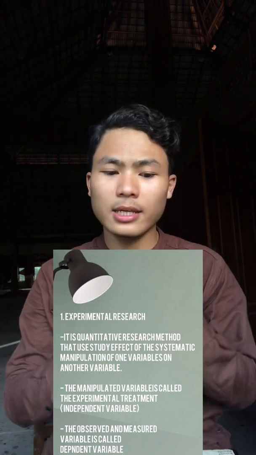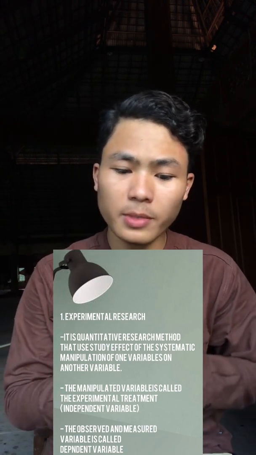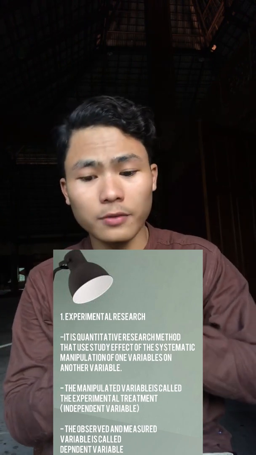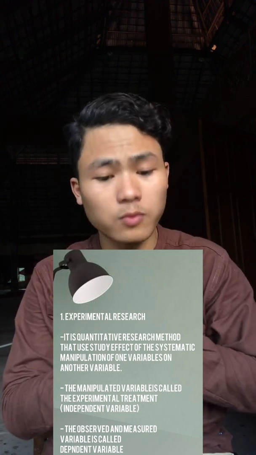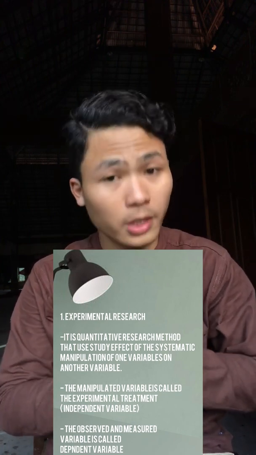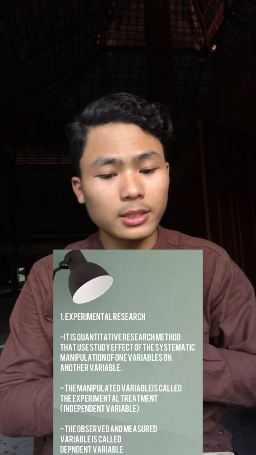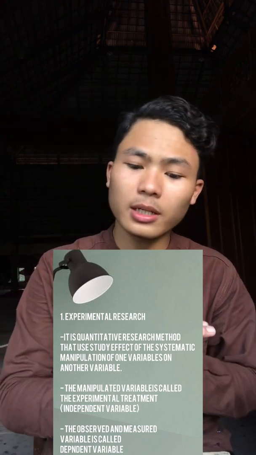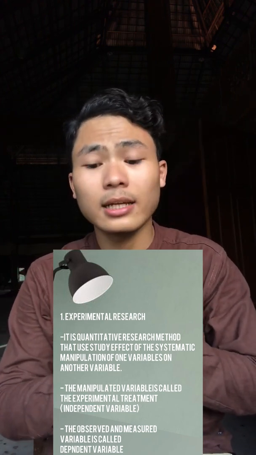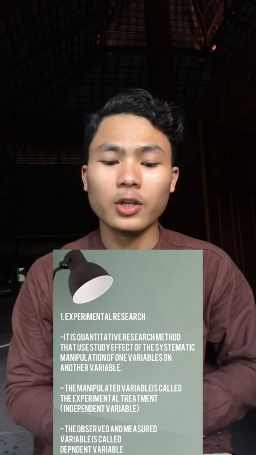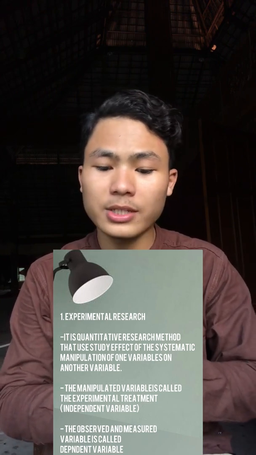Experimental research is a quantitative research method that is used to study the effect of the systematic manipulation of one variable on another variable. The manipulated variable is called the experimental treatment or independent variable. The observed and measured variable is called the dependent variable.